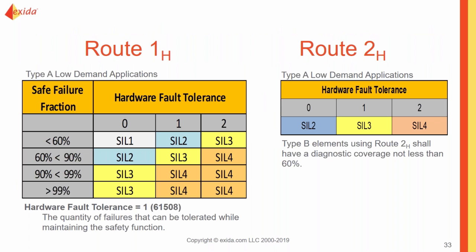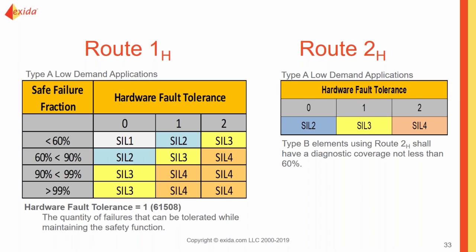So in this example, there are different tables for, once again, low demand or high demand. There are different tables for how complex the system is. These are simple mechanical devices, but if you have internal diagnostics and smart devices, there are different tables. But this is for an example. Let's start with route 1H. We can figure out our architecture by matching up SILs.